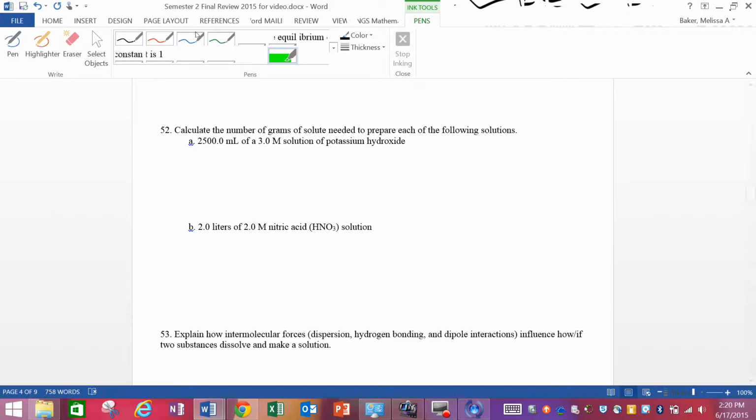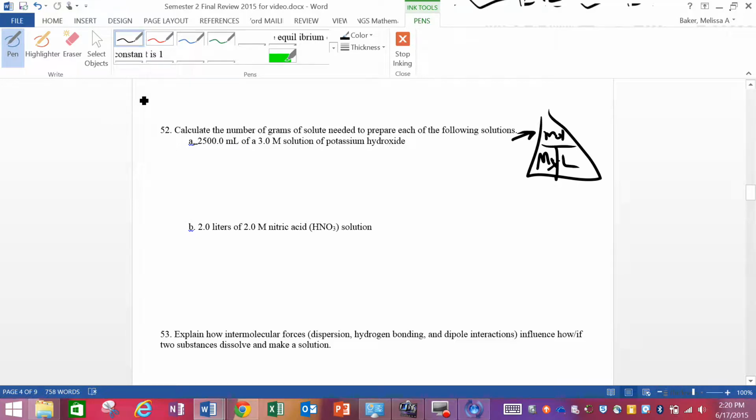All right, we are on page 7 of going over the final exam review packet. For number 52, it says figure out how many grams you need to make these solutions. Well, it's helpful to think back to your molarity triangle and think about which of these is most closely related to grams. Well, if you know moles, you know grams because all you have to do is multiply by the molar mass. So for letter A, if we can figure out the molarity and then multiply it by how many liters we're going to need, we can figure out how many moles of potassium hydroxide and then convert to grams.